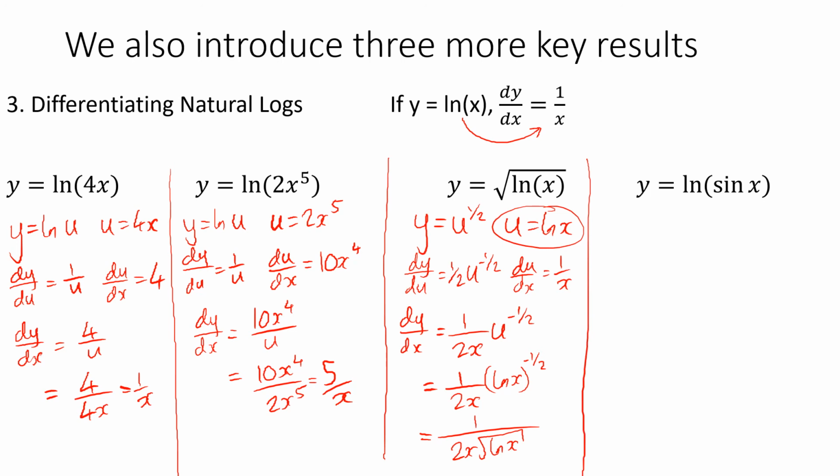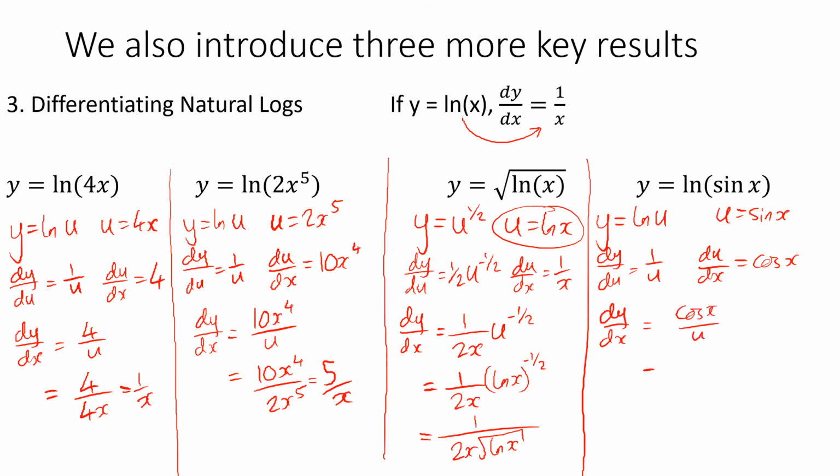Okay, very last one. Let's introduce the circular trig again. y equals ln u, u equals sine x, and then our dy by du is 1 over u, yet again, and our du by dx, or sine x, goes straight to cos x. We'd multiply those together as per. That would give us cos x over u, and then we'd sub in the u that we've worked out, so that is cos x over sin x. This does actually simplify a little bit more than that, but we're not going to do that today.